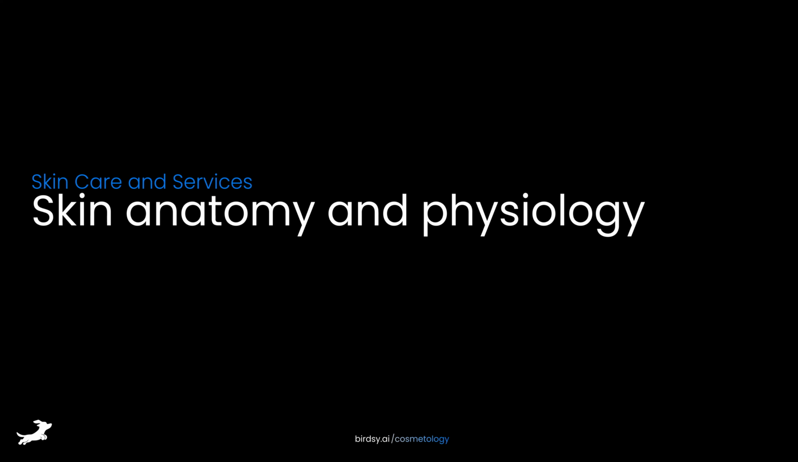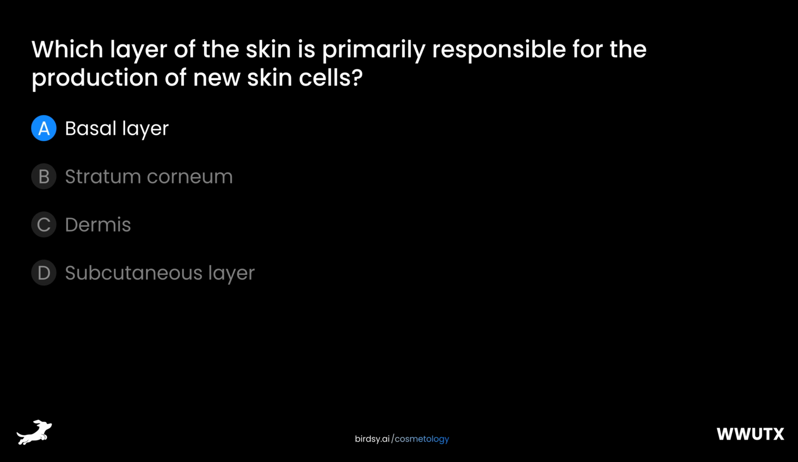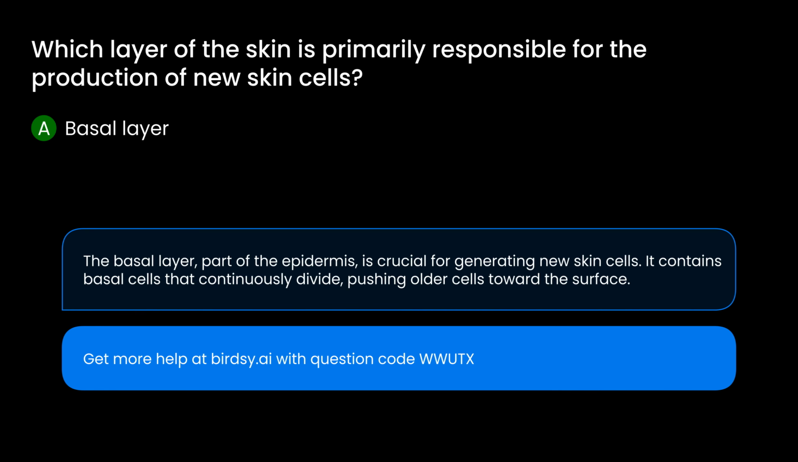Skin care and services. Skin anatomy and physiology. Which layer of the skin is primarily responsible for the production of new skin cells? Is it A, basal layer, B, stratum corneum, C, dermis, or D, subcutaneous layer? The answer is A, basal layer. The basal layer, part of the epidermis, is crucial for generating new skin cells. It contains basal cells that continuously divide, pushing older cells toward the surface.